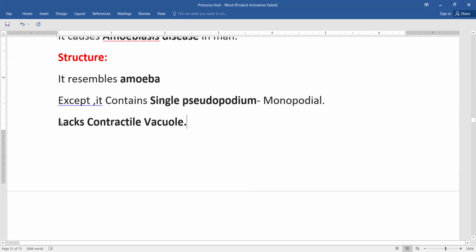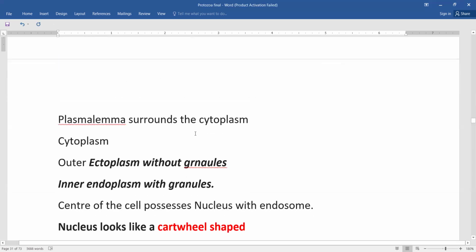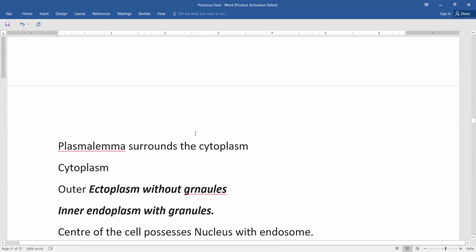And it lacks a contractile vacuole, because in amoeba the contractile vacuole is present. But here it doesn't contain a contractile vacuole, and it contains a single pseudopodium. These two are the differences. There are some more differences, but you remember these two.